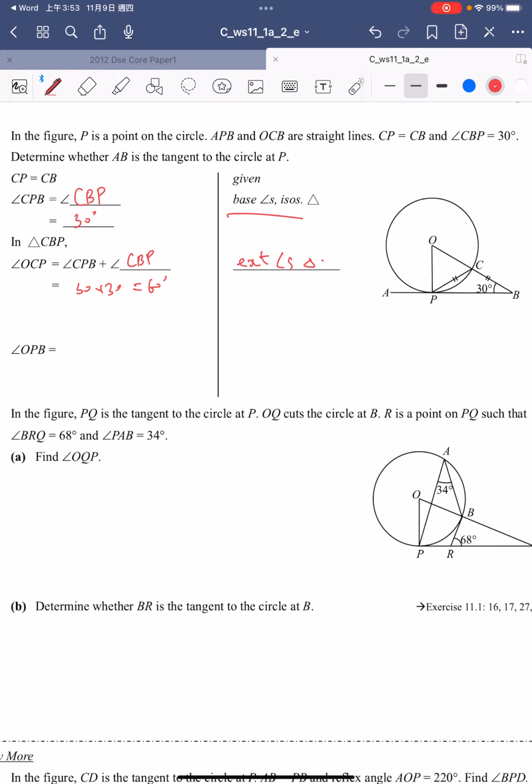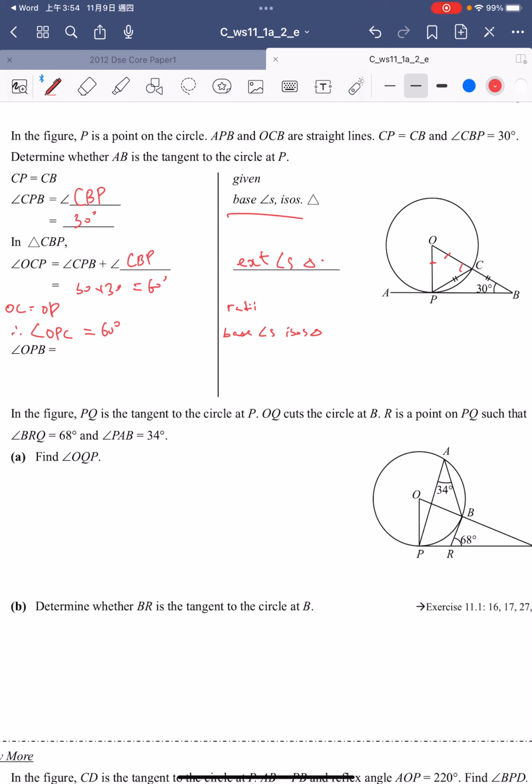So now we can say the angle OPB here. So how can we find this? Now we have this is equal to 60, and as these are radii, we have OC equal to OP. So we have the angle OPC is equal to 60 degrees as well. So that's the reason, by using base angles.